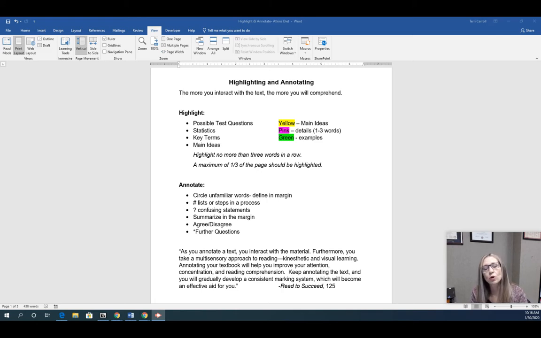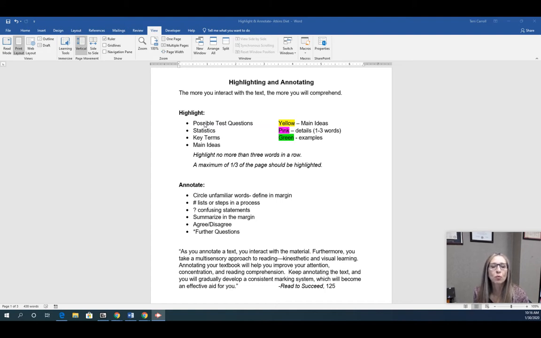So we want to incorporate annotating with our highlighting, because what that does is it forces your mind to move to developing words into thoughts. And it takes your mind to another level of thinking. And so putting that down on the piece of paper in words and thoughts through the annotation will help you retain the information. And so what I have on the screen is some information for you about highlighting and annotating. And so let's just look at that.